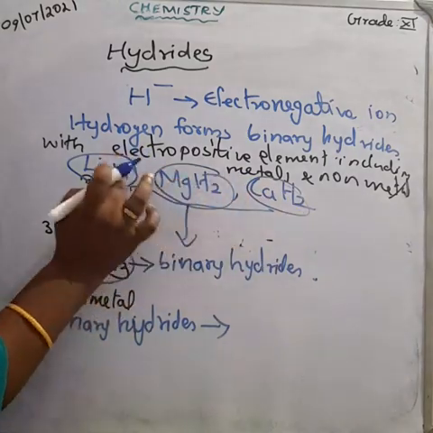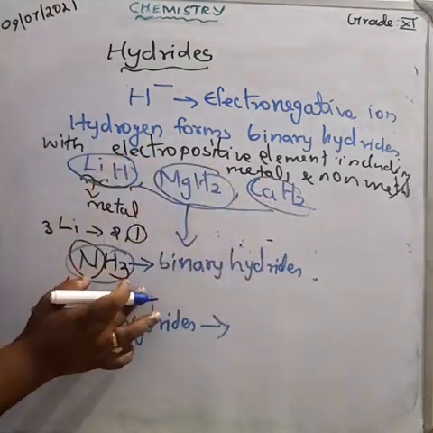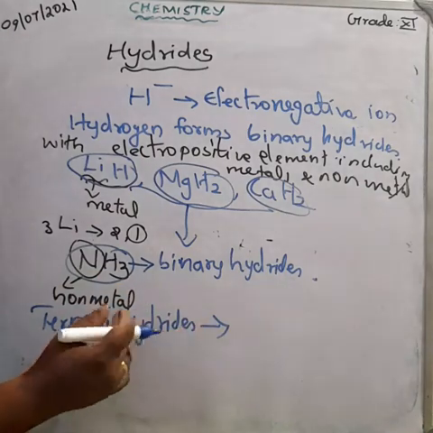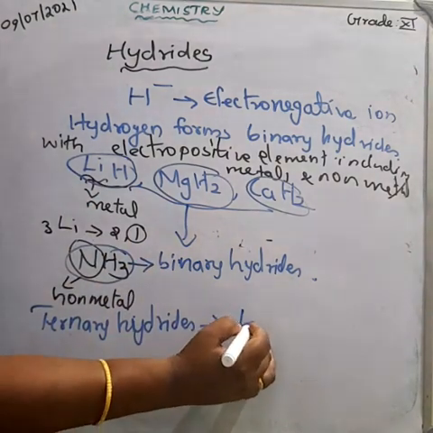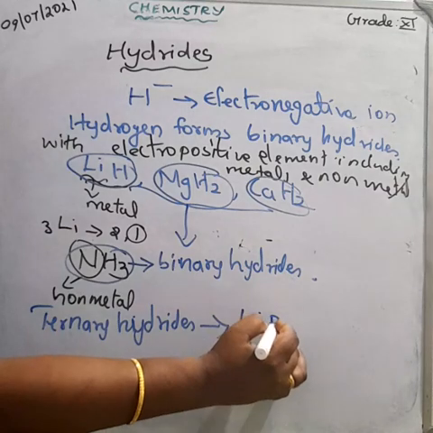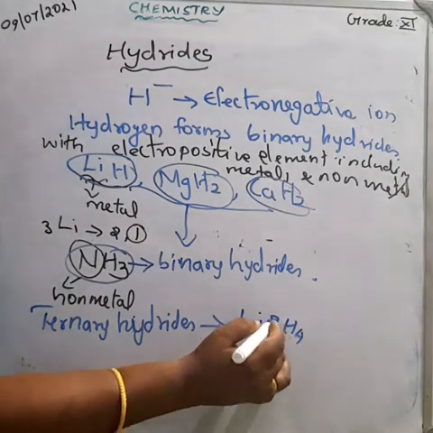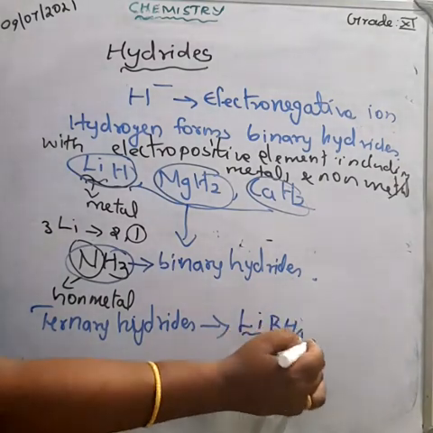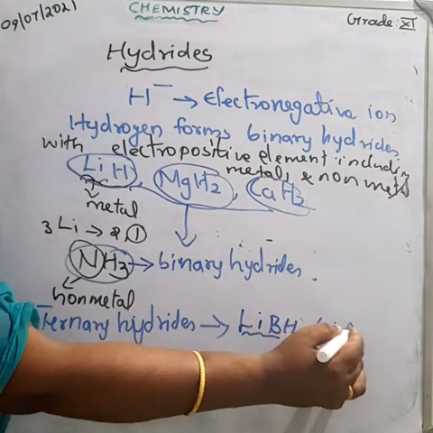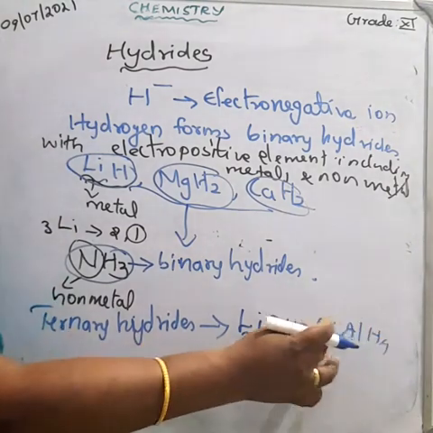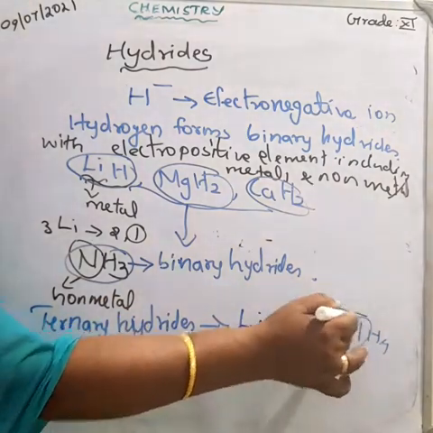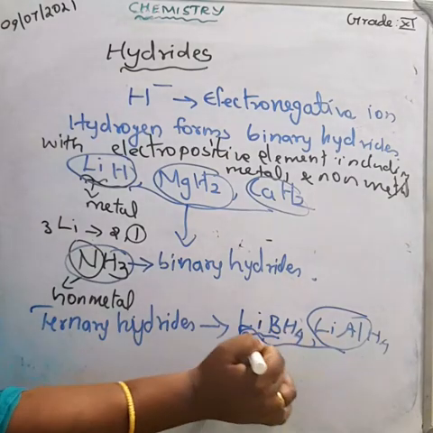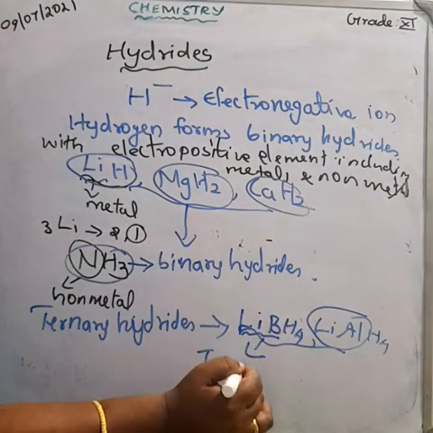Okay, lithium hydride, calcium hydride, these are binary hydrides. Ternary hydride means the hydrogen can form a compound with two metals. For example, lithium borohydride, LiBH4. Here hydrogen combines with the two metals, lithium and boron. Another example, lithium aluminium hydride. Here hydrogen compounds with lithium and aluminium, two metals. These compounds we call the ternary hydrides.